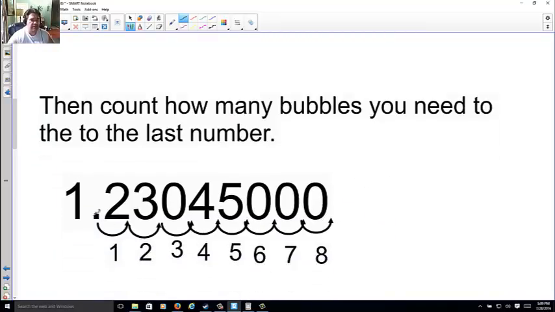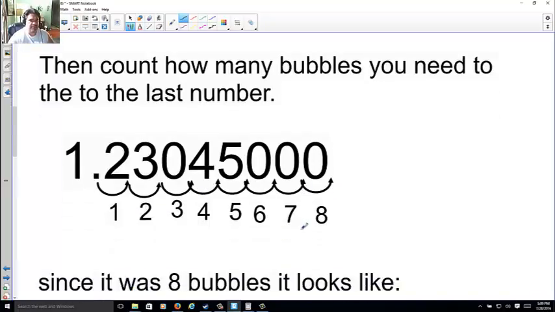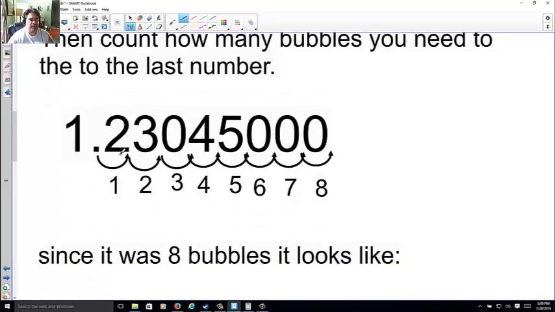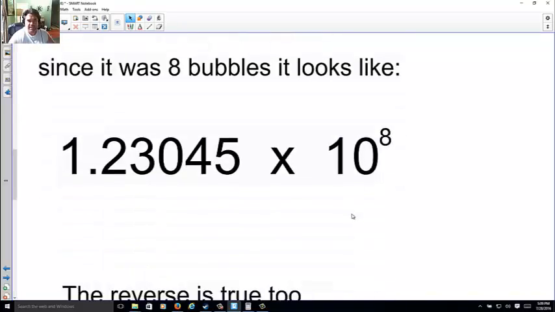So, okay, to go from here to here, I'm counting 8 bumps, or 8 bubbles. So, 1.23045. If you put 000 or not, that's up to you. When you end with zeros, you can get rid of them or not after you put the decimal. You don't have to. That's kind of the point of doing scientific notation. Anyway, 8 bumps, put the dot, times 10 to the 8th.